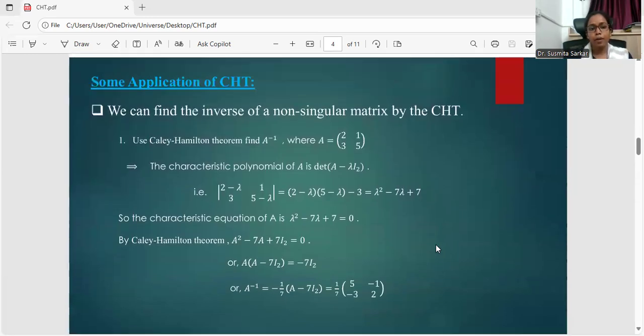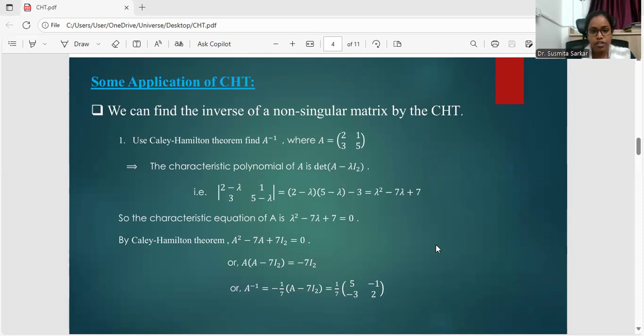Next, some applications of Cayley-Hamilton theorem. The first one is that we can easily find the inverse of a square non-singular matrix by using Cayley-Hamilton theorem. Here is an example. The first example is: use Cayley-Hamilton theorem to find A inverse, where A is a 2 by 2 matrix. That is A is equal to [2, 1; 3, 5].